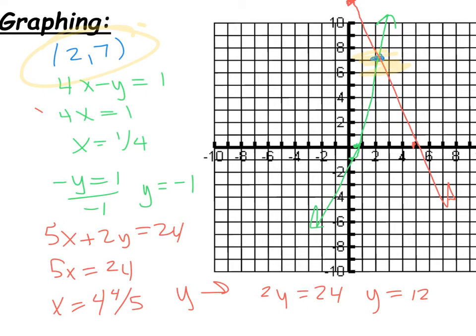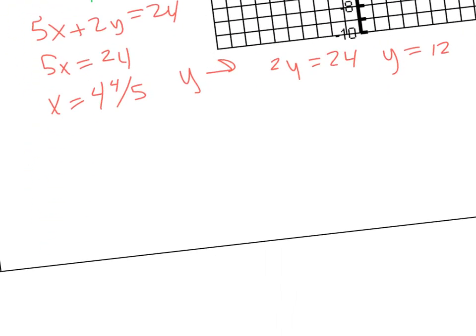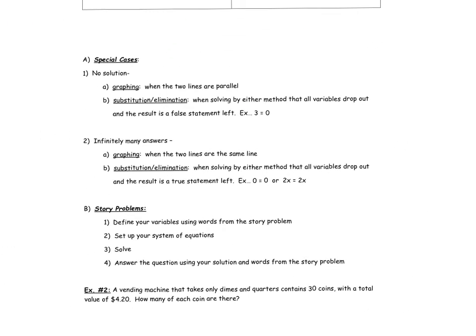Okay, that takes care of the review over that, but there's a couple things we want to make sure we see. If we go over here to the special cases on the back of your paper, you get a no solution when you graph and the two lines are parallel, that means they do not intersect. So you get two parallel lines. The answer is where they intersect, so since they don't intersect, that's a no solution.